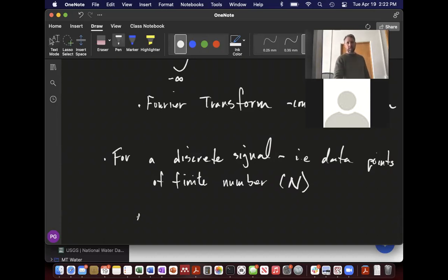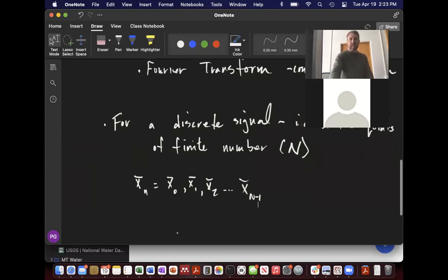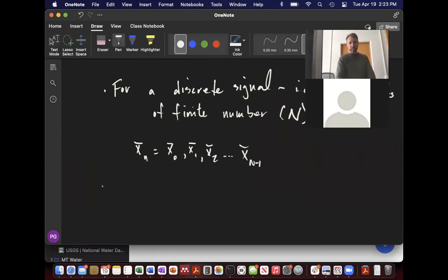Then we've got this series of data points, x of n, which is the data point at time zero, the data point at time one, the data point at time two, all the way to the data point at time N minus one. This N minus one is just because we started at zero. All right, so we have N discrete data points. Then we can use the discrete Fourier transform.